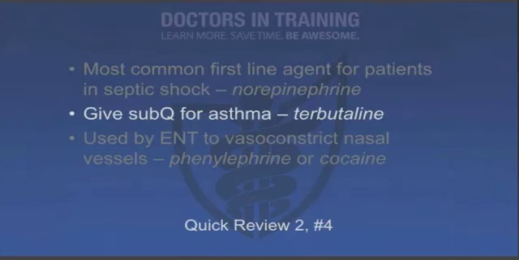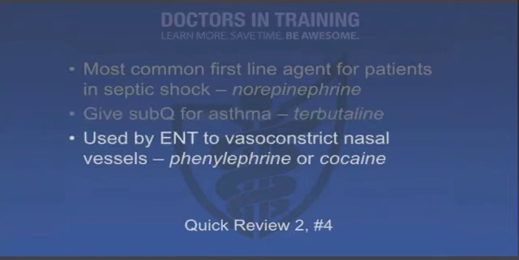Next, give sub-Q for asthma. That's going to be terbutaline. Used by ENT to vasoconstrict nasal vessels. That's going to be phenylephrine or cocaine.